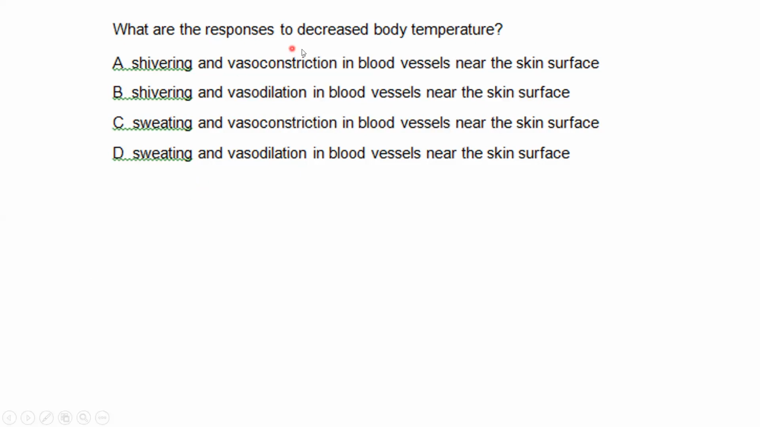What are the responses of decreased body temperature? Shivering and vasoconstriction? Yes. Shivering and vasodilation? No. Sweating? No. Vasoconstriction? Yes. Sweating? No. Vasodilation? That is, what is the right answer? No. Whenever you have a decreased temperature, how can vasodilation happen? The answer is A. Okay, let's move toward the next question.